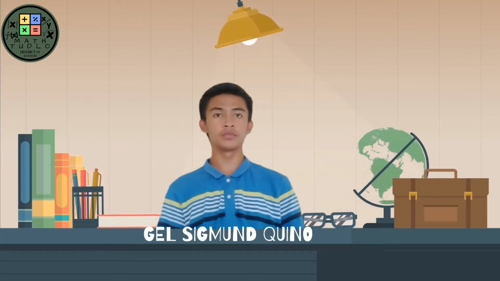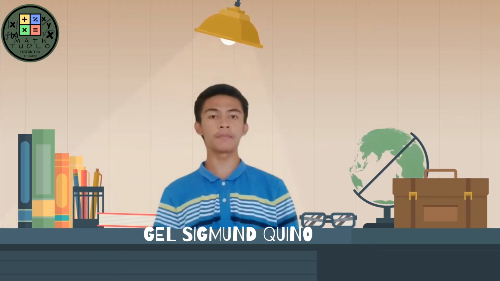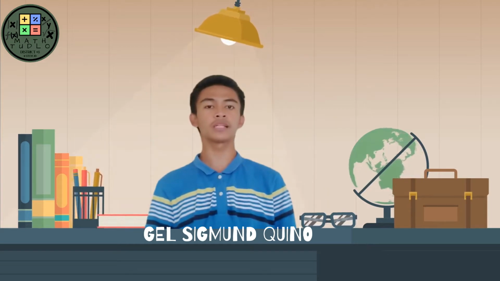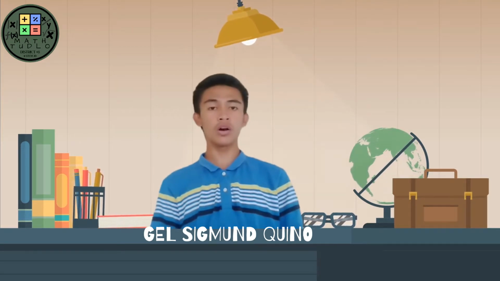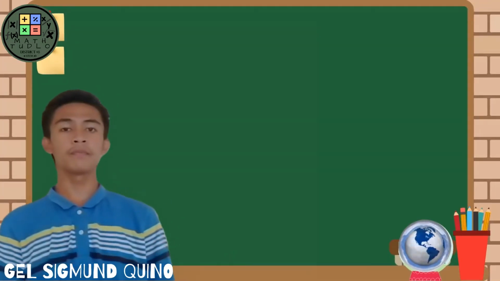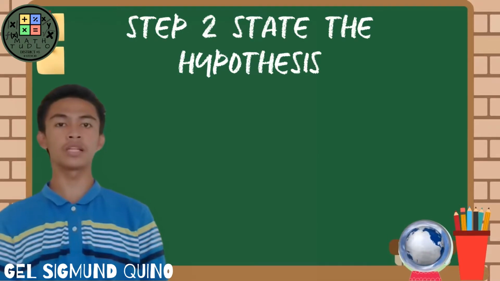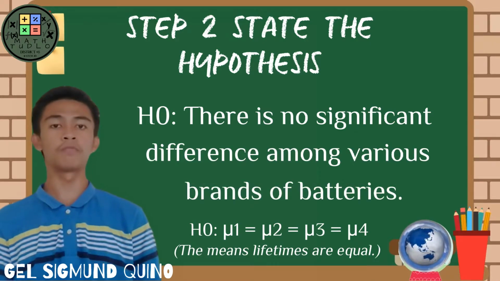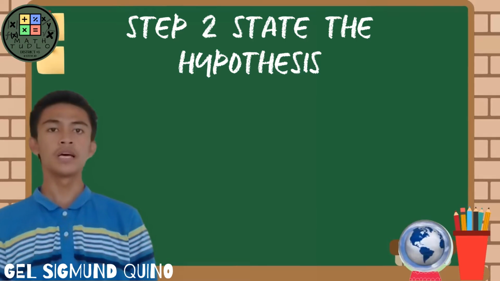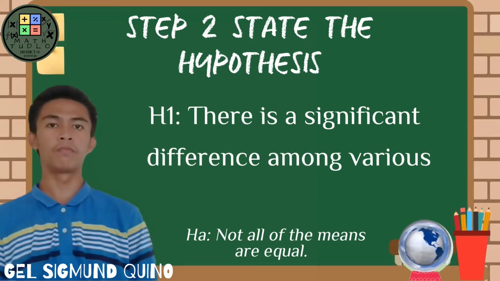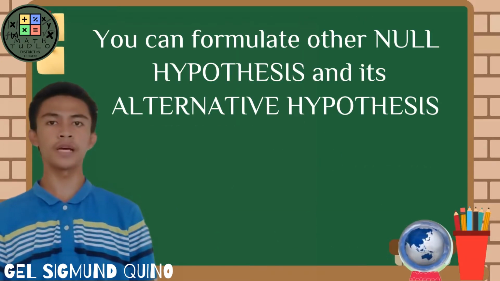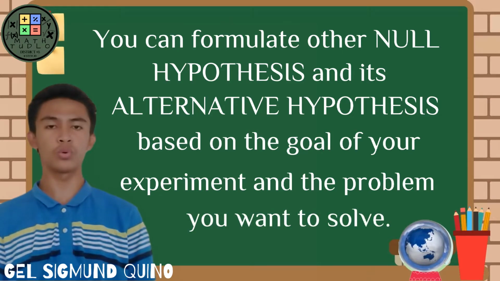Our first resource person provided you a guidance on the first step to creating a hypothesis. She was able to share well how the statement of the problem could be the first basis to create a hypothesis. With that, I am sure we are all ready for step 2, and I am happy to guide you on that process. This time, we will be formulating our null and alternative hypothesis. For the null hypothesis, there is no significant difference among various brands of batteries, while for the alternative hypothesis, there is a significant difference among various brands of batteries. You can formulate the null hypothesis and its alternative hypothesis based on the goal of your experiment and the problem you are going to solve.